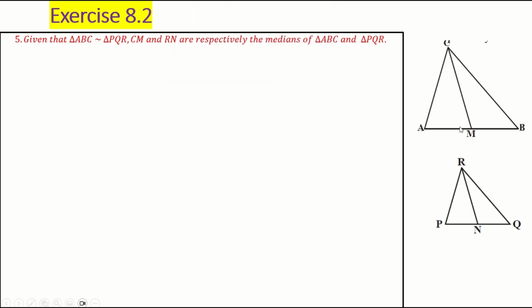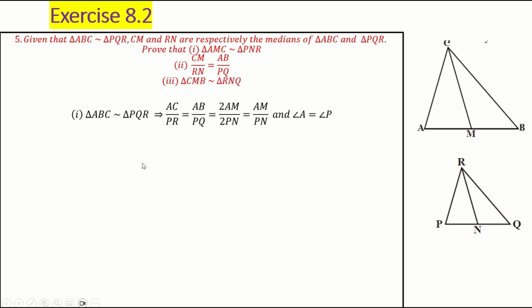In the given picture, triangle ABC is similar to triangle PQR. CM and RN are respectively the medians of those two triangles. These are the medians, which means AM equals MB, PN equals NQ. Okay, we need to prove these three. Let's take one by one.